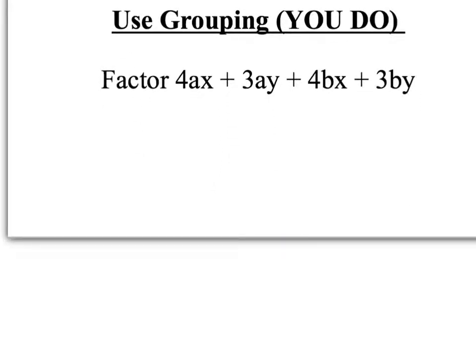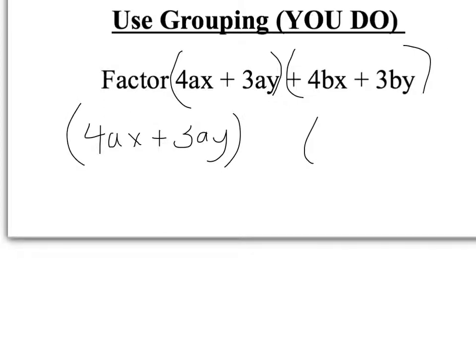Okay, so just to remind you that grouping is used for 4 terms. So I'm going to group together the first 2 and the second 2. So I have 4ax plus 3ay. And then the second one I have 4bx plus 3by.